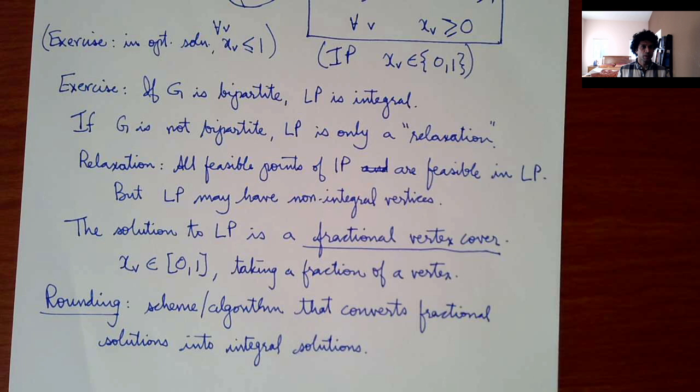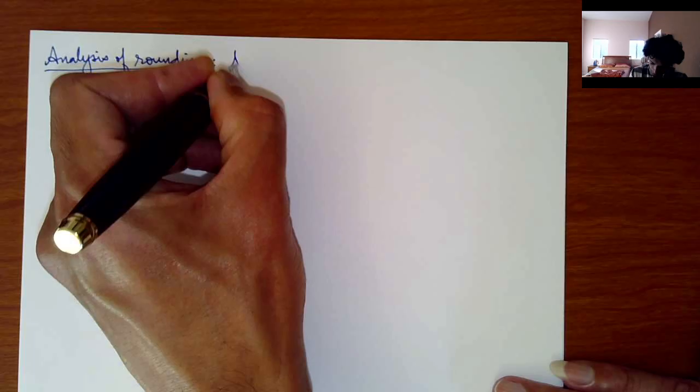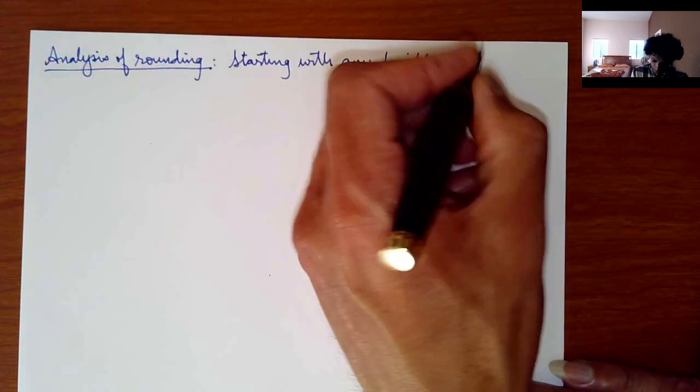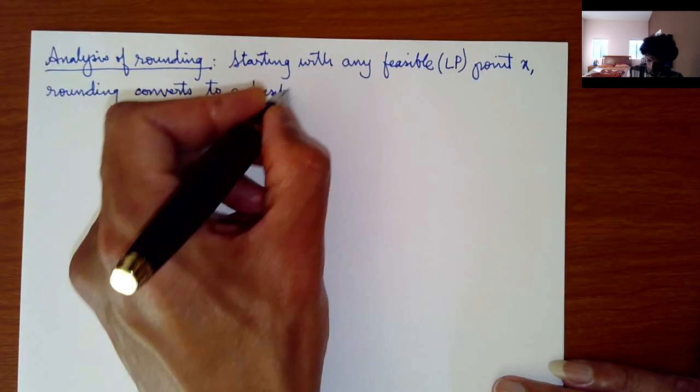Now, before I talk about vertex covers specifically, I want to give you the overall proof schema of a rounding mechanism. So here's how it typically will work. The analysis of rounding will usually follow the scheme. Starting with any feasible point x in the LP, rounding converts it to a feasible IP point, which I'll call x integral.